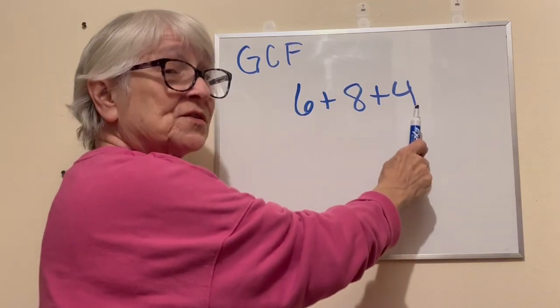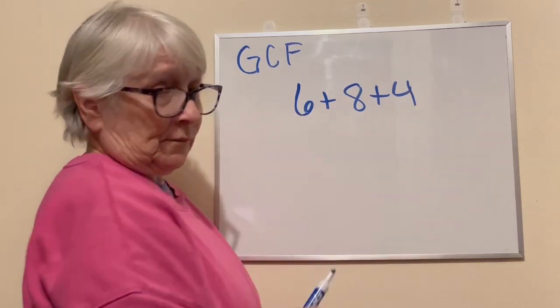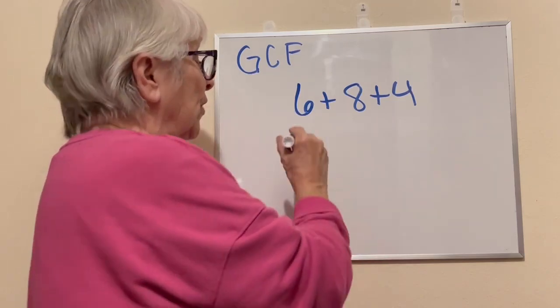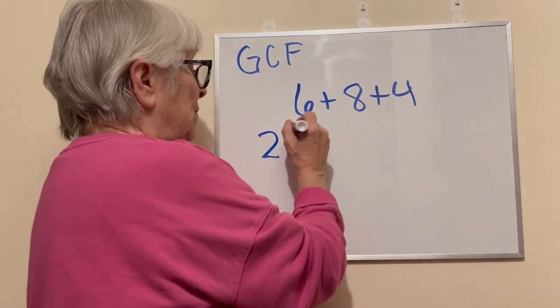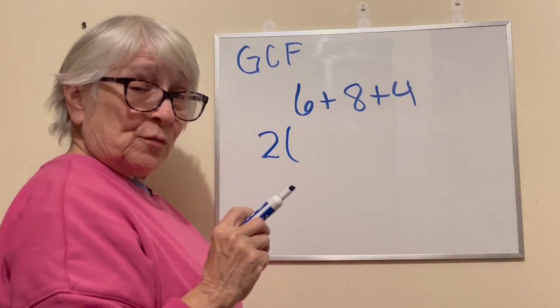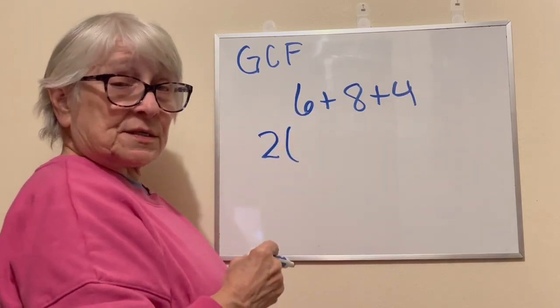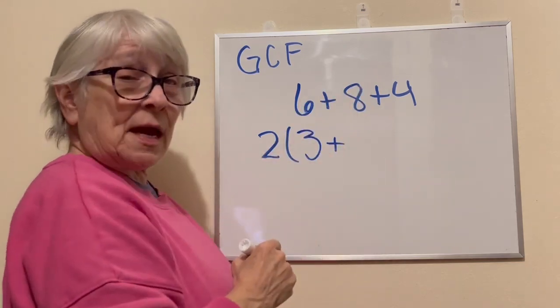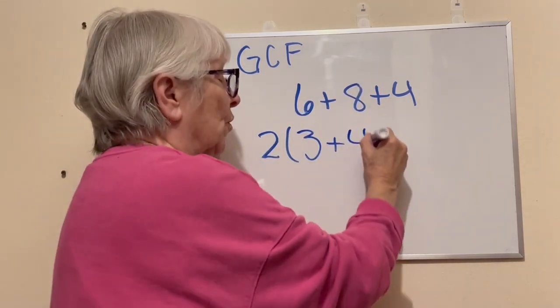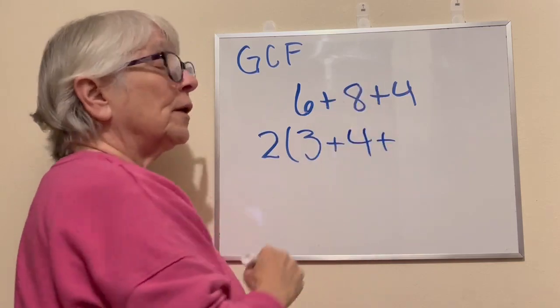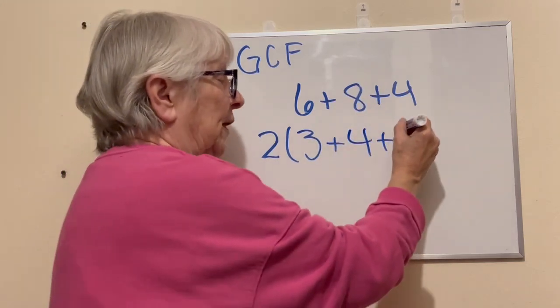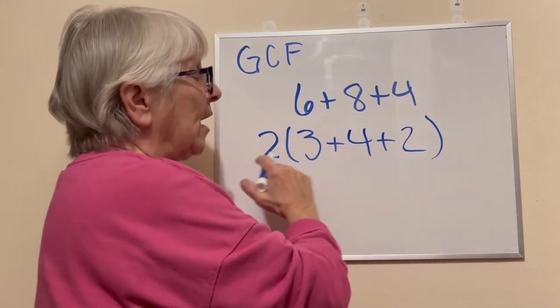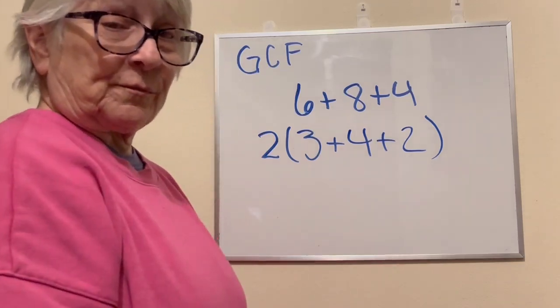But 4 is the second even number, and it does not go into 6. So the greatest common factor here is 2, and I'm going to factor the 2. 2 times what is 6? Well, 3. 2 times what is 8? Well, 2 times 4 is 8. 2 times what is 4? Well, that's 2. And I factored out the greatest common factor.